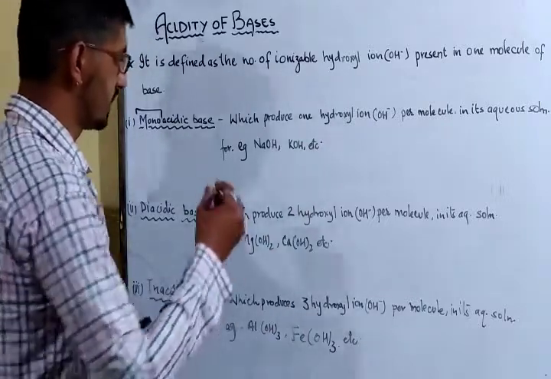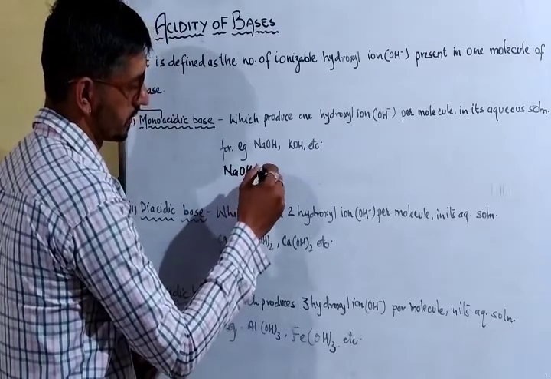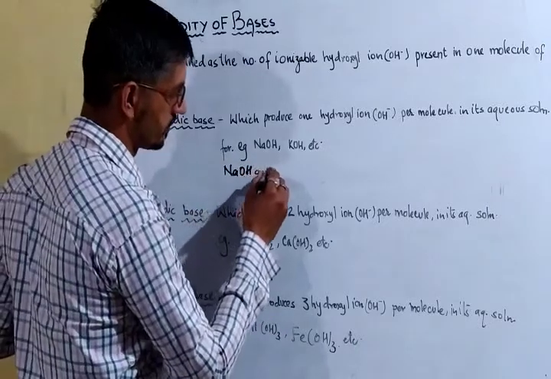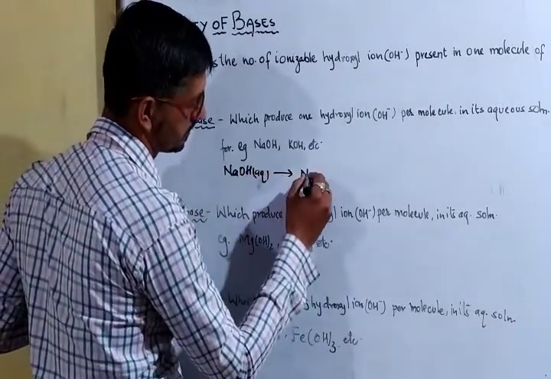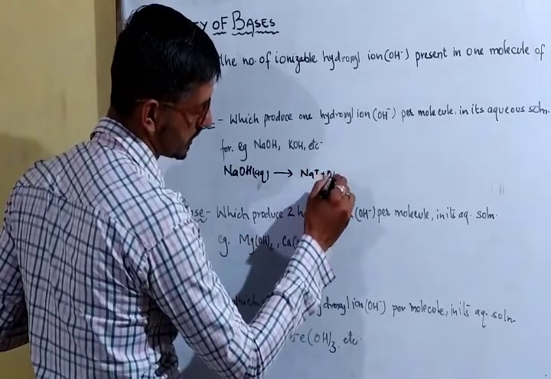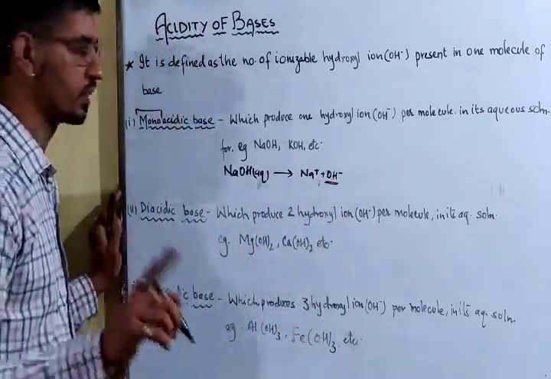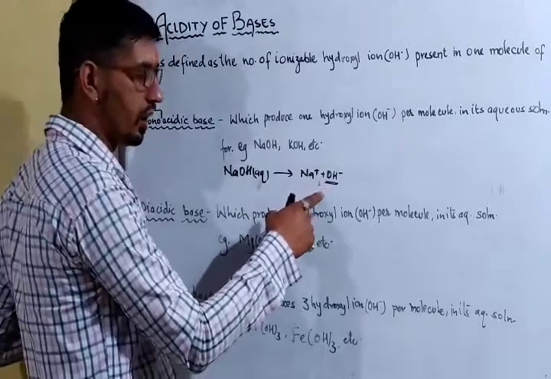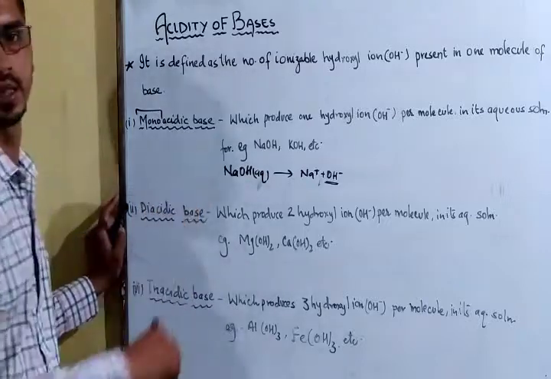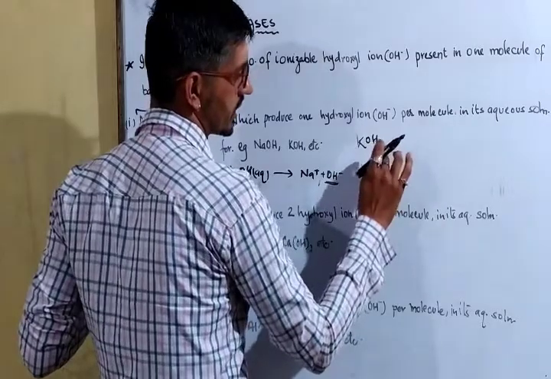Okay, NaOH, when it dissolves in water, it will ionize. In the aqueous solution it will ionize to form sodium ion plus one OH ion. So since it is producing only one, the acidity of NaOH will be 1 and it will be known as monoacidic base.